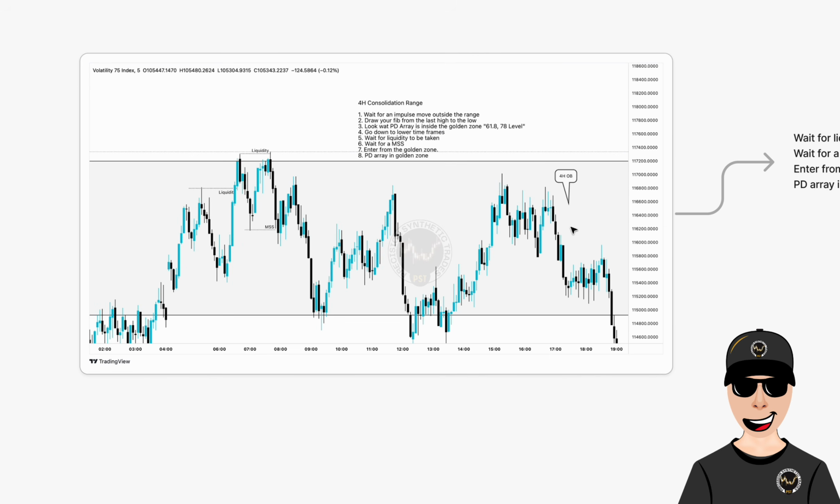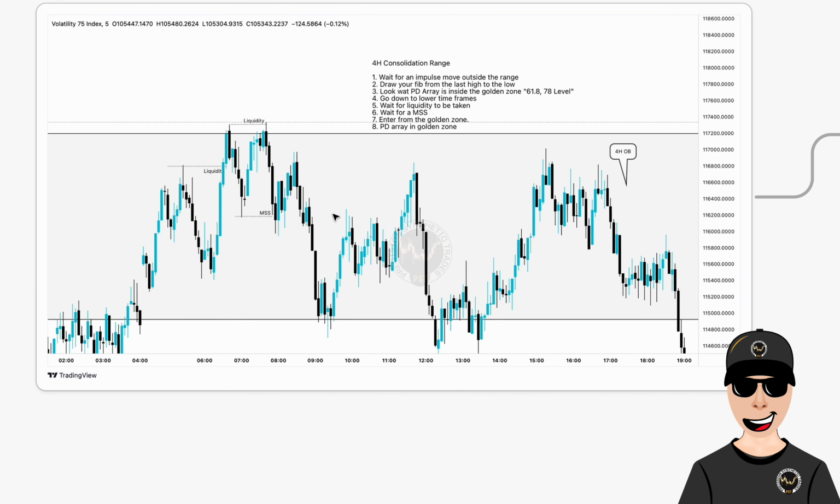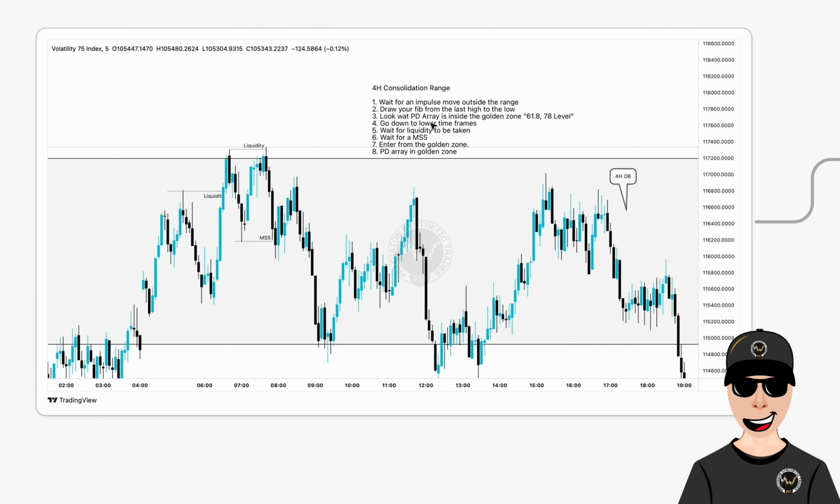Now what happens next? As soon as price is inside our 4-hour fib level, what do we need to do? We need to go down to the lower time frames. So you can go down 4-hour, 1 hour, 30 minute, 15 minutes, 5 minutes, 1 minute. Where you see your entry, that's the time frame you're going to stay on and wait for your entry. Don't go to the 1 minute if you see your entry on the 5 minute. Don't even go to the 5 minute if you can't see your entry on the 15 minute. If your entry is on the 15 minute, take that entry.